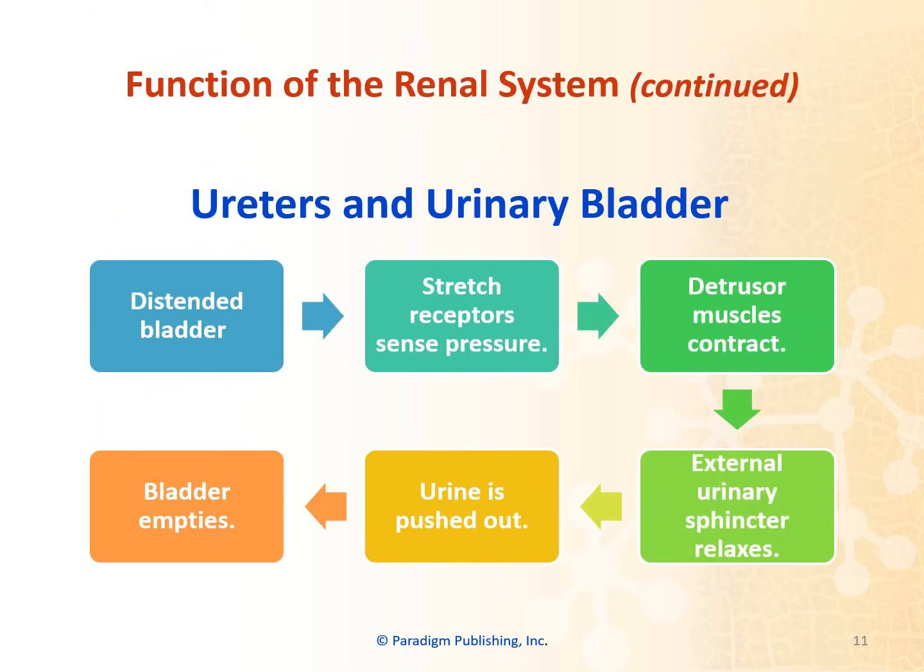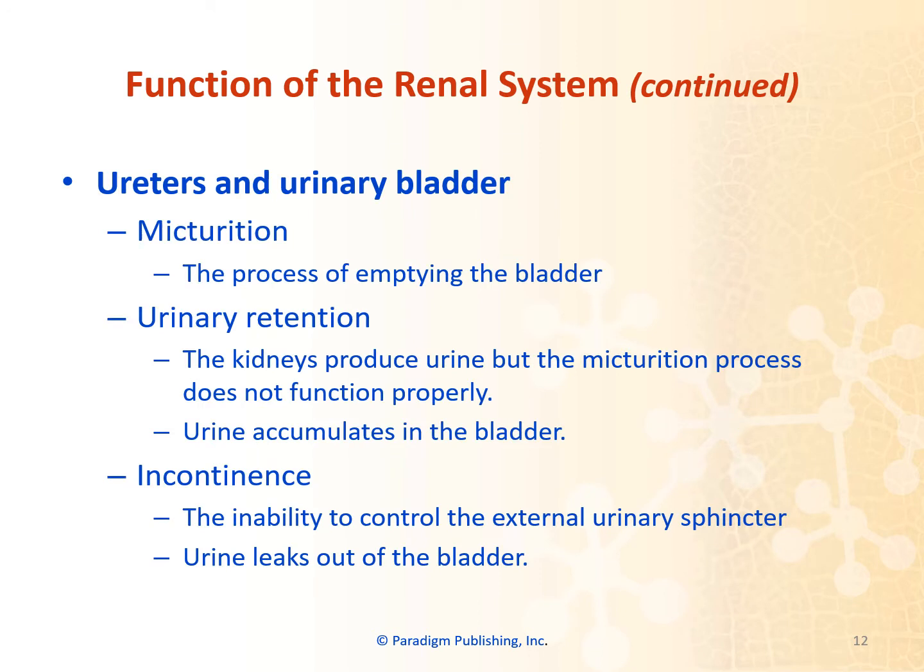Ureters and urinary bladder. This labels the functions here. The bladder is distended, stretch receptors sense pressure, detrusor muscles contract, the external urinary sphincter relaxes, urine is pushed out, and the bladder empties. Micturition is the process of emptying the bladder. Urinary retention is when the kidneys produce urine, but the micturition process does not function properly and urine accumulates in the bladder. Incontinence is the inability to control the external urinary sphincter, and urine leaks out of the bladder.